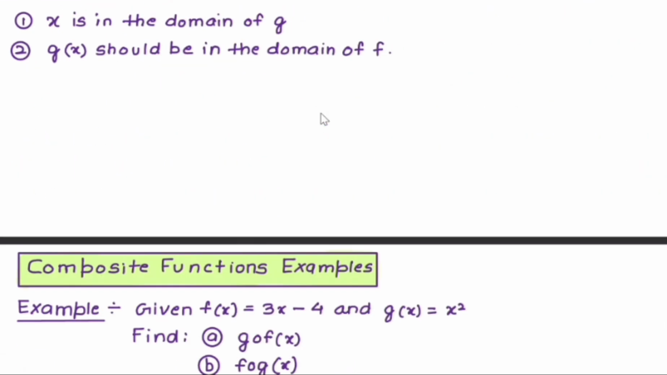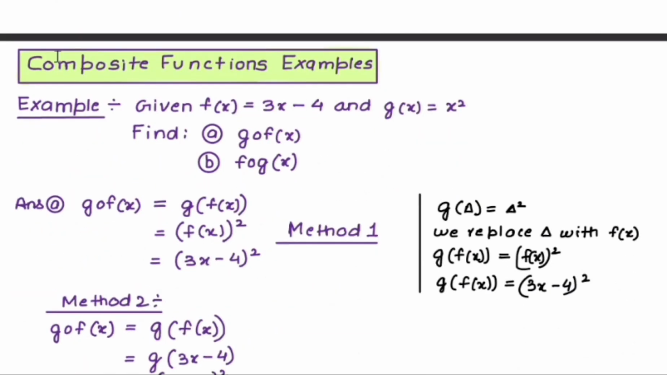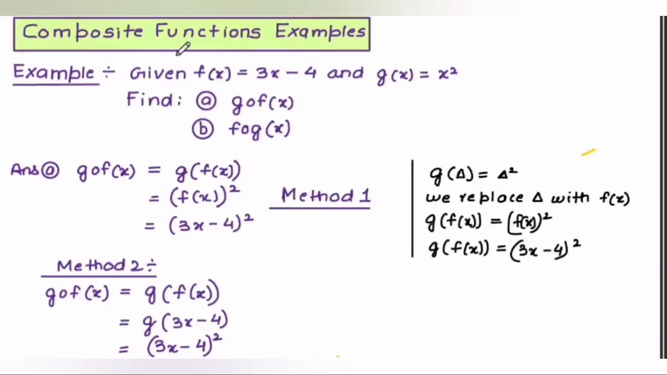Okay. Let's see with some examples. It will be clear. Suppose you are given a function f of x as 3x minus 4 and g of x as x square. Now you are asked for the function g of f of x. So how do we find g of f of x? Just replace x with f of x.